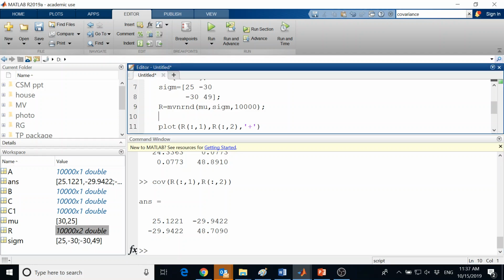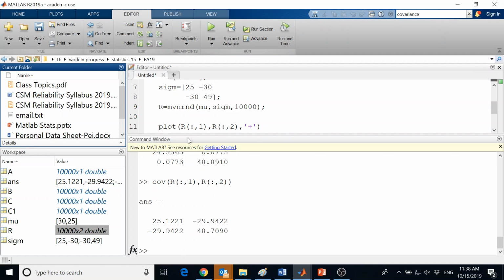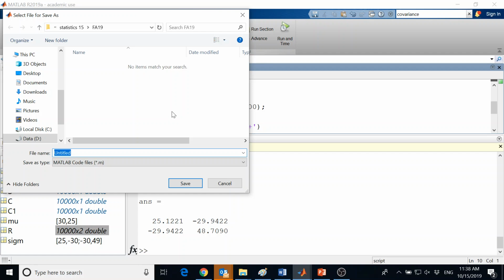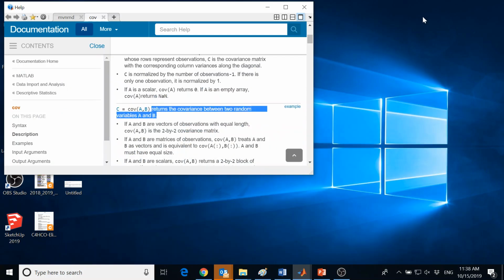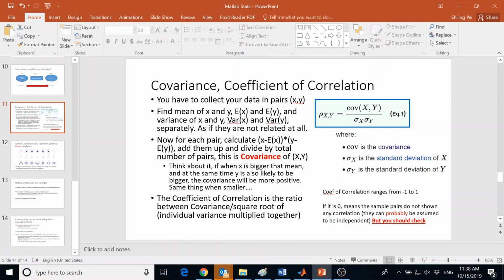Okay, you know what, I'm going to save this in the statistic folder. Let me save it, and I'll send it to you. So, study covariance. Okay, we're done here. That's what it means. When you need to simulate things together, you do this.